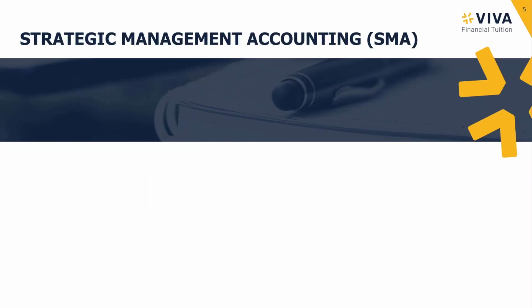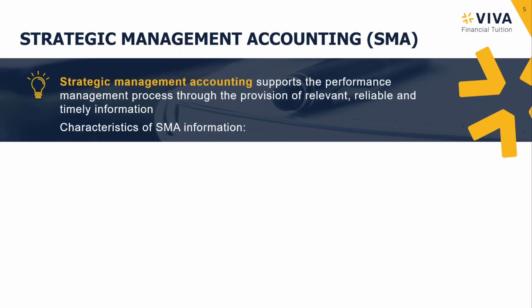So as part of the course, we're going to be acting as strategic management accountants. So we're high up the organization. We're usually working with quite large organizations, maybe multinationals with operations in different countries. So we're often going to be working with the board of directors. So what is strategic management accounting? It supports the performance management process through the provision of relevant, reliable, and timely information.